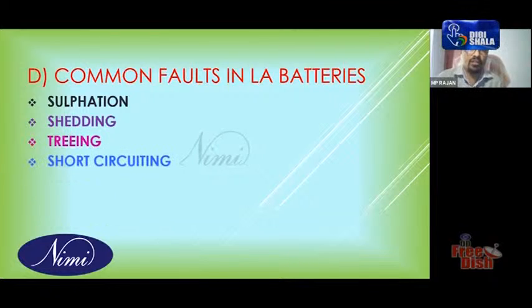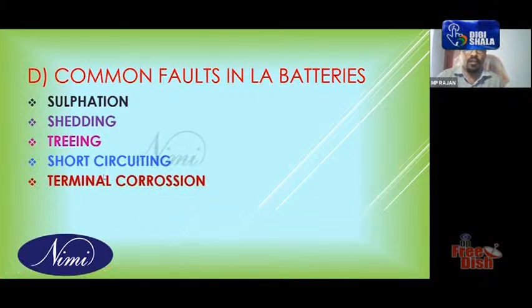So short circuiting हो सकता है, shedding की वजह से भी हो सकता है, treeing की वजह से भी होता है. The shedding means the sedimentation process is taking place. आपको active material नीचे गिर जाती है बैटरी के. So active materials are making a bridge between positive and negative plate. It is causing the short circuiting.